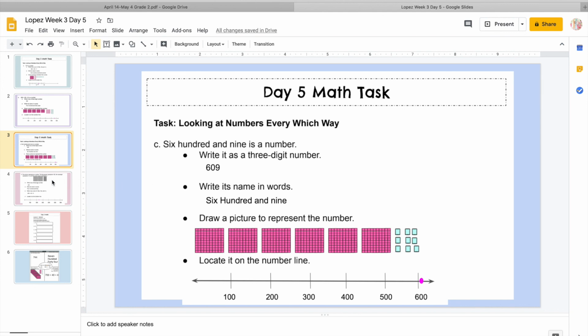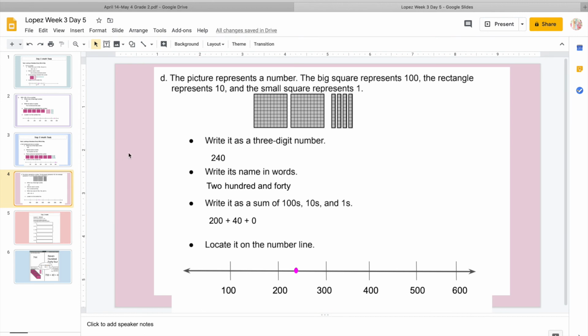And moving on to the last part of the math task, D. The pictures represent a number. The big square represents 100, the rectangles represent 10, there's our 10 bars, and the small square represents 1. There are no small squares, so that is going to tell us that whatever number we are building will not have any ones. It says write it as a 3-digit number. So if we go up here and count using our pictures, counting how many hundreds and how many tens, we'll be able to determine what our number is.